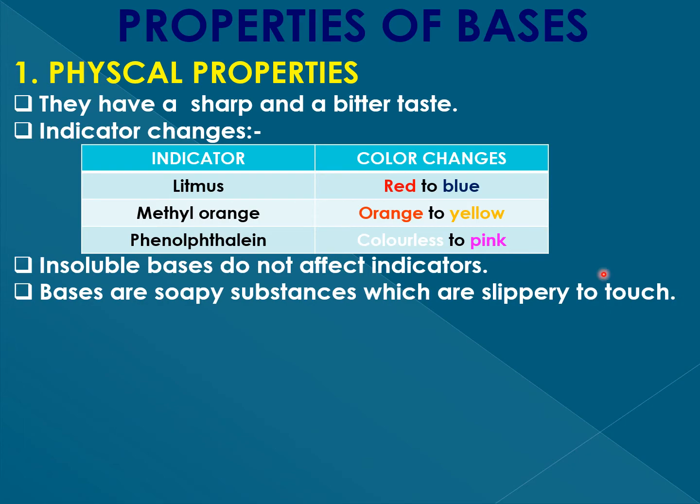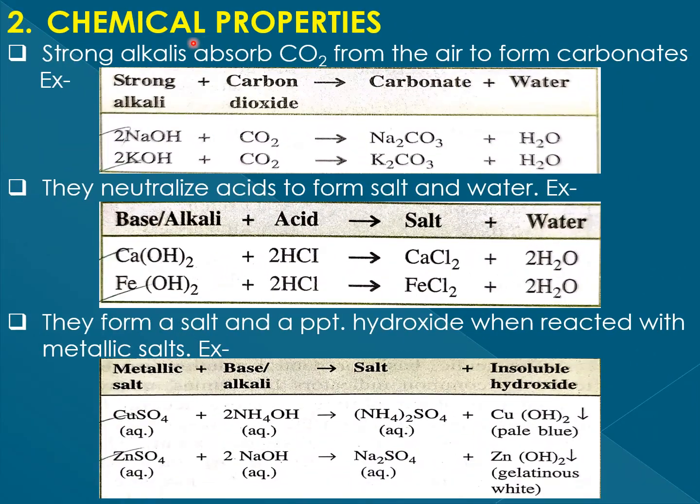Next, the chemical properties. Strong alkalis like sodium hydroxide and potassium hydroxide react with carbon dioxide gas to form their respective carbonates and water. They neutralize acids to form salt and water. Like calcium hydroxide and ferrous hydroxide react with acids, HCl, to form the respective chlorides and water.